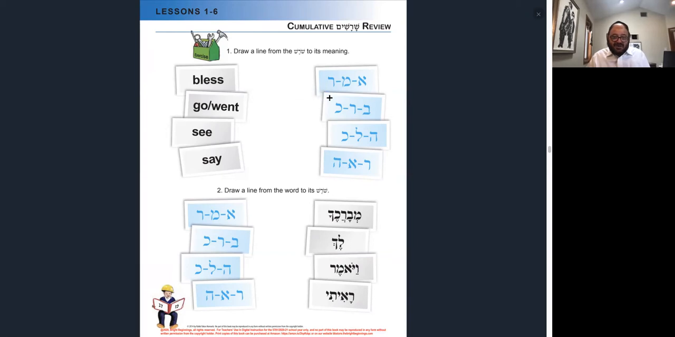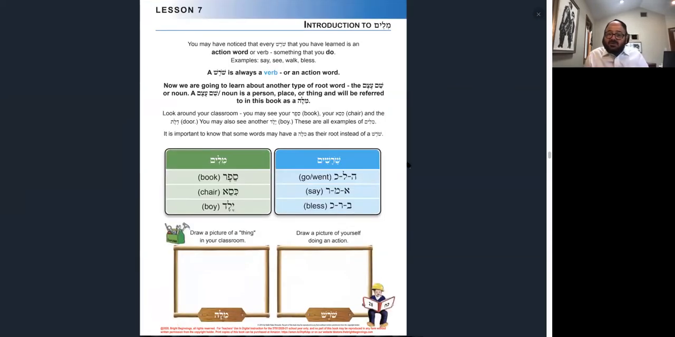This is part 4. In parts 1 through 3, we went through prefix, suffix, shorash of verbs. Here are the 4 we did: amar, to say; berech, to bless; halach, to go; ra'ah, to see. In today's lesson, we're going to start with milim. Milim are words, the words used to denote nouns.